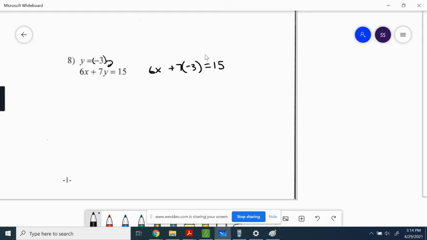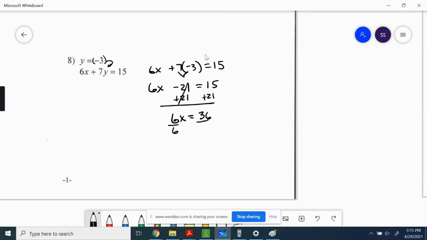And now I can go ahead and solve. Multiply this out. 7 times -3 is -21. Update the problem. All right, try to get the x by itself. So I need to get rid of this -21. Do so by adding 21 on both sides. And I'm left with 6x is equal to 36.